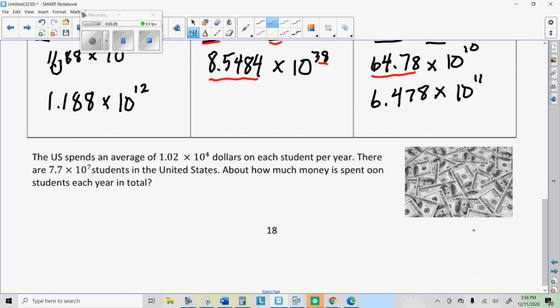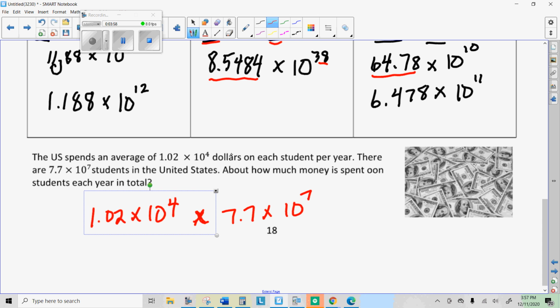All right, so the U.S. spends an average of 1.02 times 10 to the 4 dollars on each student per year. There are 7.7 times 10 to the 7th students in the United States. About how much money is spent on students? That's a multiplication problem, so basically we need to multiply 1.02 times 10 to the 4 times 7.7 times 10 to the 7th. And you can use the process we used on these problems up here to get that. So go ahead and give that a shot, see if you get it right.